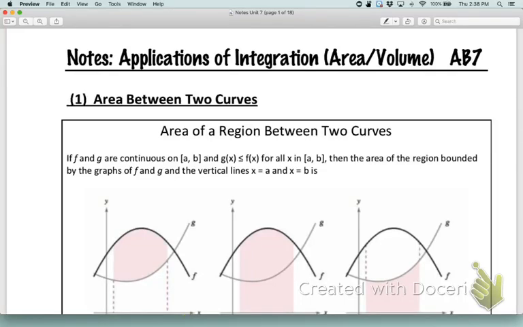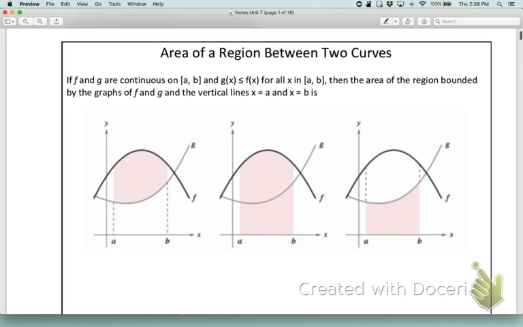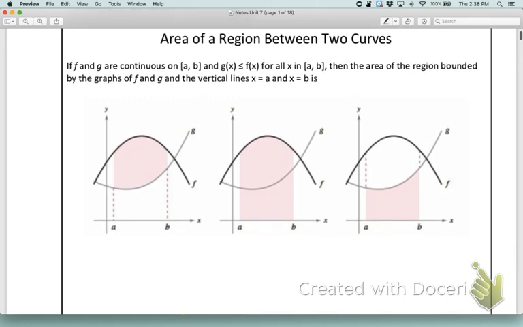In Unit 7, we're going to focus on area and volume, which are two more applications of the definite integral. We're going to start this week by just looking at the area between two curves, so we're still sticking with just two dimensions. Usually when I pose this question, people are able to figure out pretty quickly how we would need to do this.